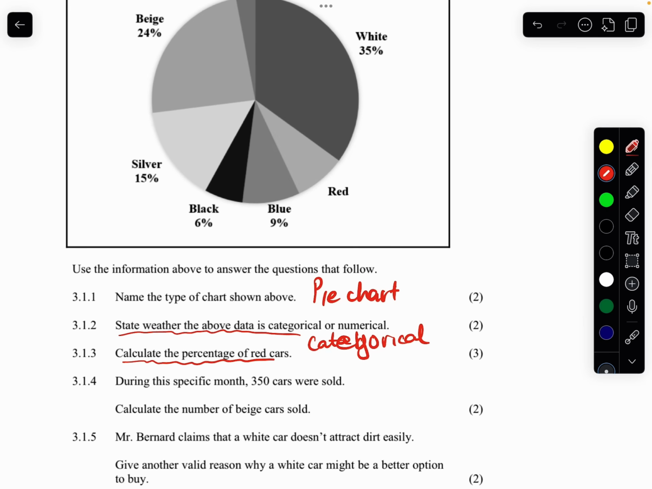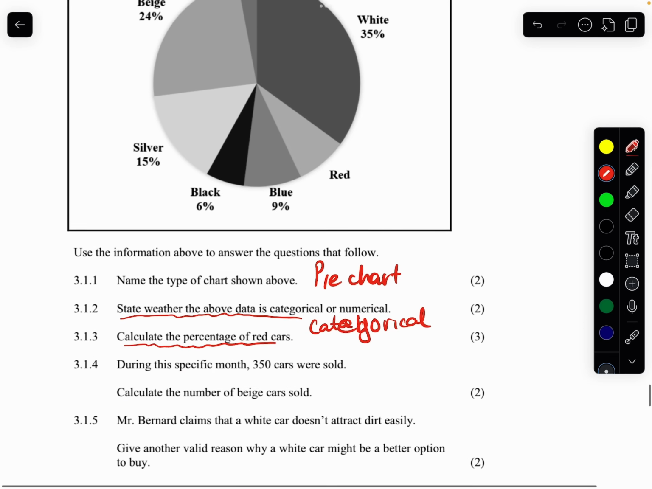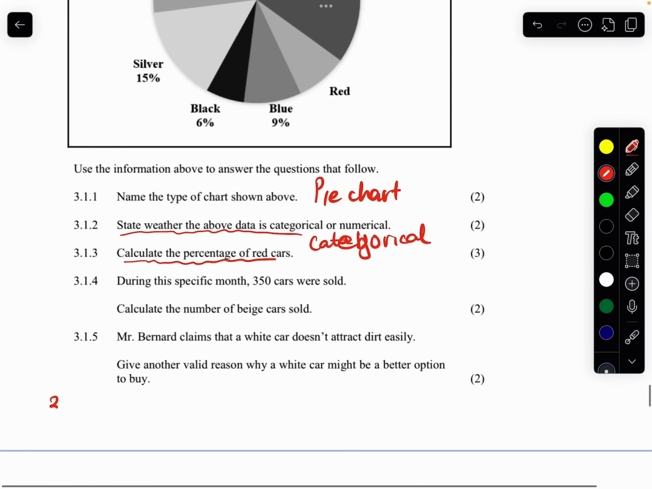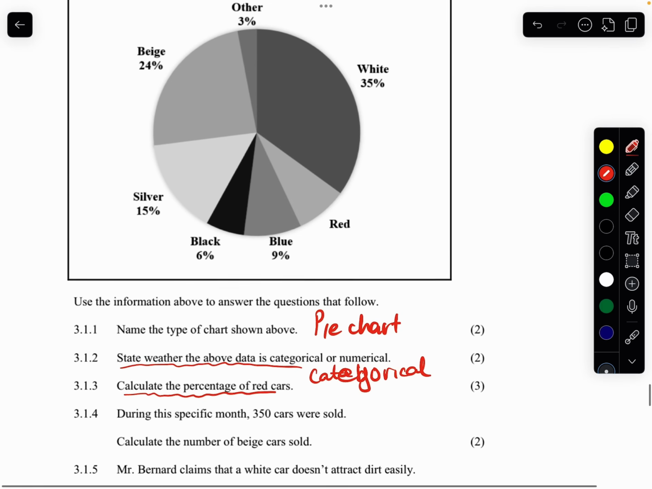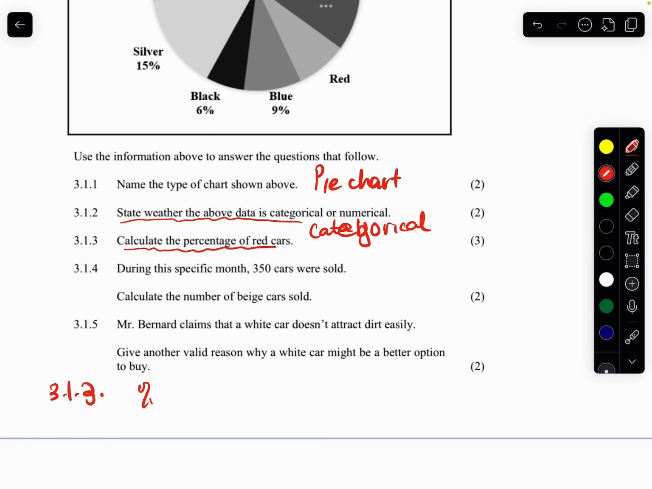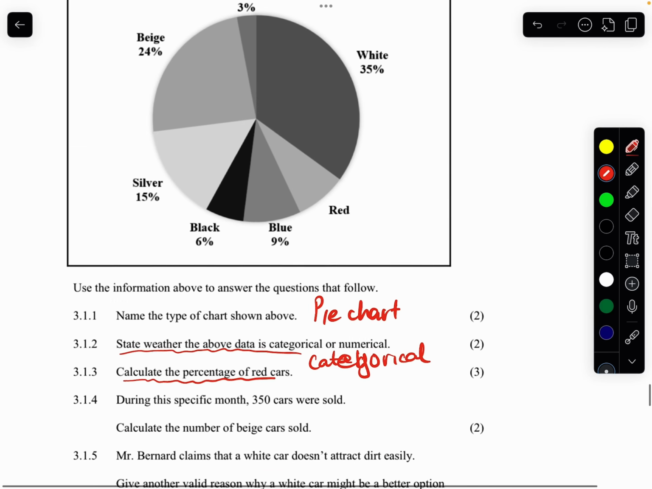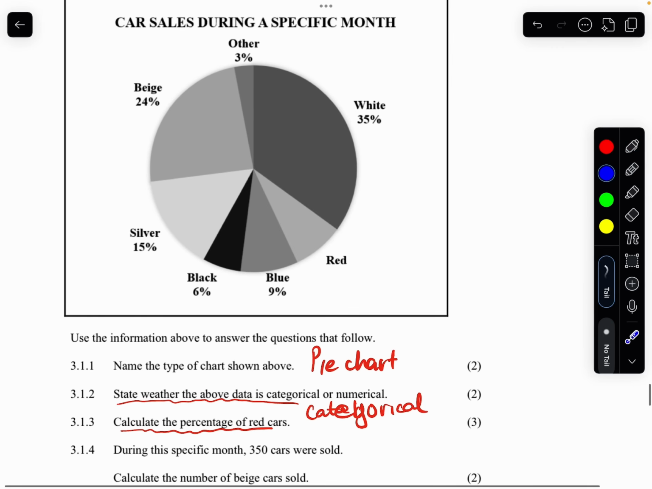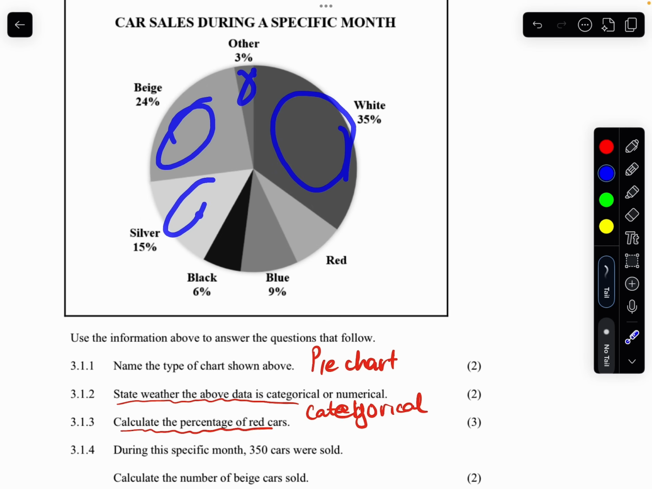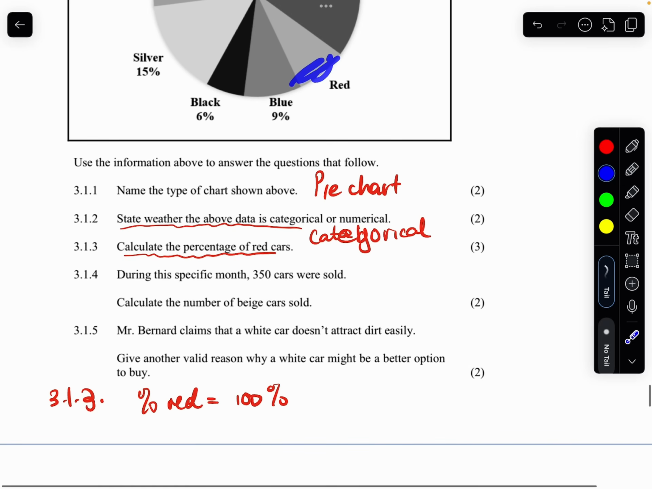Calculate the percentage of the red car. That's 3.1.3. For the percentage of the red car, you take 100%. Remember, this is the whole, including the red. So you're going to subtract each of the other percentages from it, and it will give you what the red percentage is out of 100.